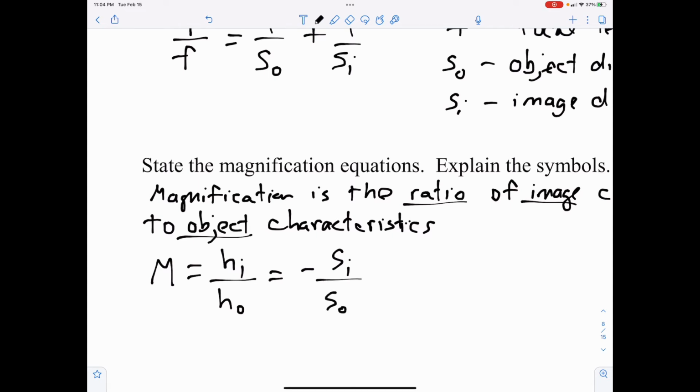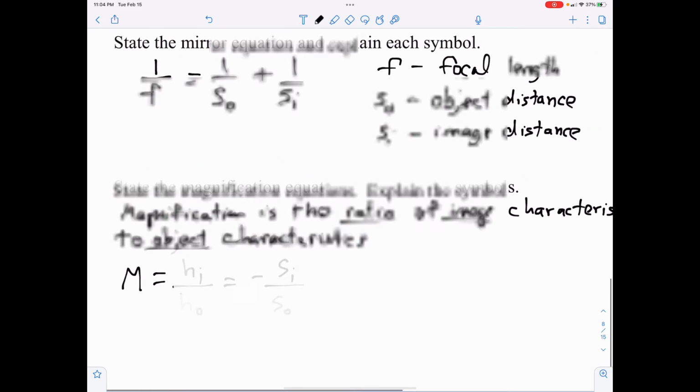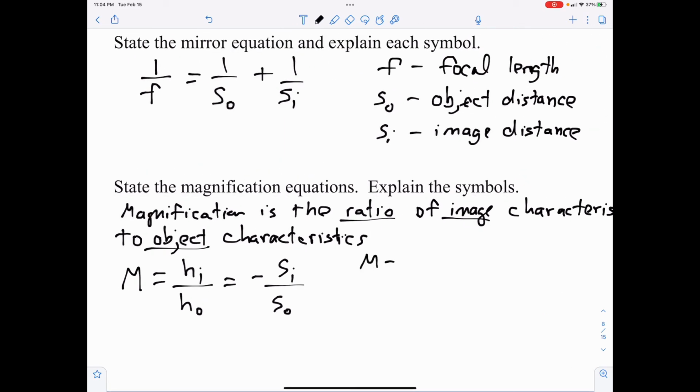Okay, now, what do all these things stand for? Well, M, that's the magnification. Magnification is just a way of saying how many times bigger or smaller the image is than the object. A magnification of 1 is what you see when you look in the bathroom mirror. Magnification of 1 means the image is the same size as the object. A magnification of 0.5 means the image is half the size of the object, or appears half as large. A magnification of 2 means the image appears twice as large as the object is.